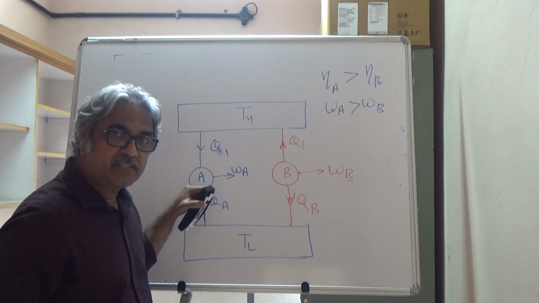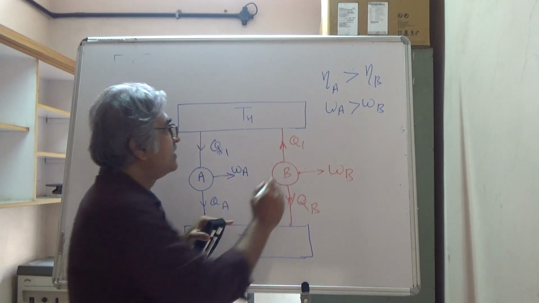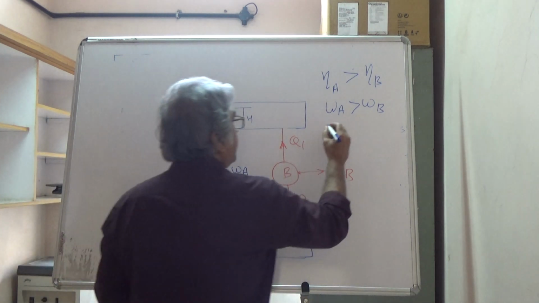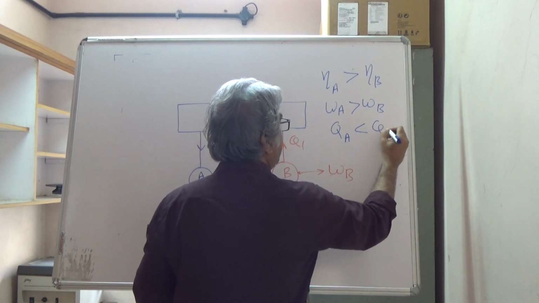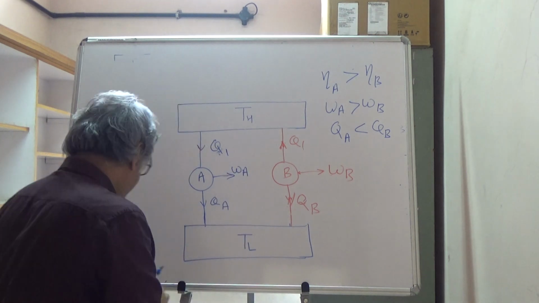Because this has higher efficiency, the engine will reject less heat compared to this. So it also means that QA is less than QB. I hope this is clear.